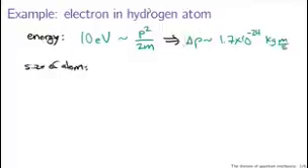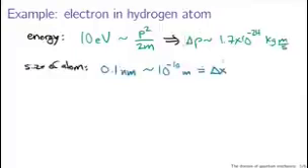Now, the size of the atom is about 0.1 nanometers, which, if you don't remember the conversion from nanometers, is 10 to the minus 10th meters. So let's treat this as delta x, our uncertainty in position, because we don't really know where the electron is within the atom, so this is a reasonable guess at the uncertainty.